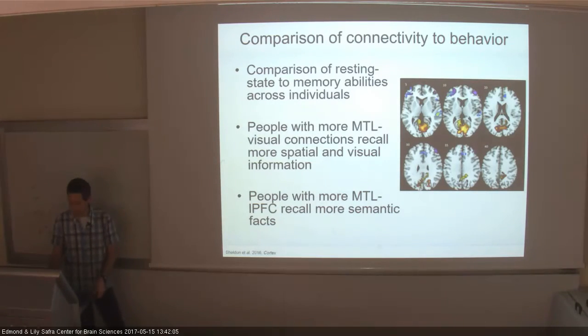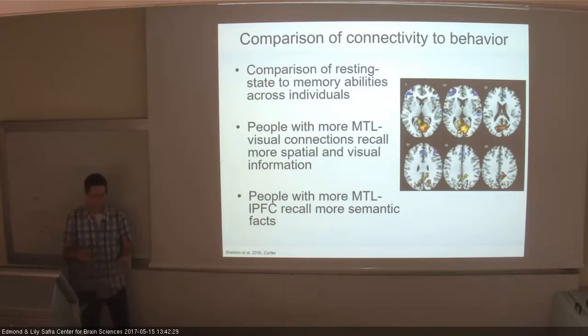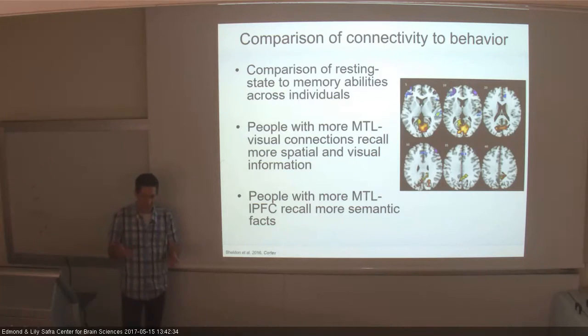This is a paper by the group of Brian Levine. People who have stronger correlations between the medial temporal lobe, the hippocampus, and visual regions, when you ask them to remember things, they remember them more vividly than people with lower correlations. And people with more medial temporal lobe to prefrontal cortex connectivity, when you ask them to remember things, they remember more semantic details. So this resting state correlation, this connectivity between regions, actually tells us a lot about what the brain will do when performing tasks, and even about behavior.